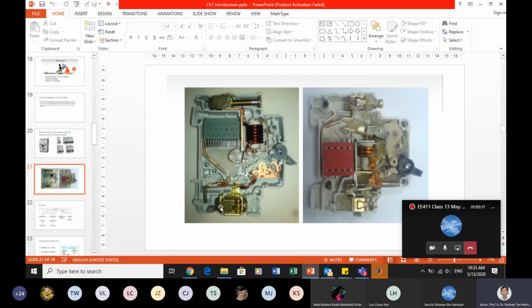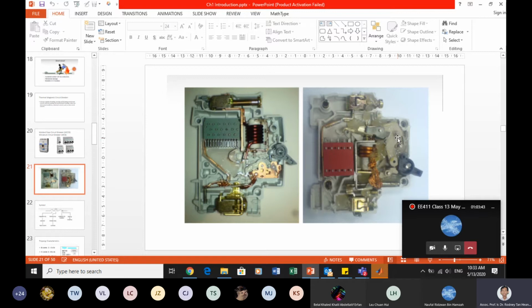Okay, this is a good version. This is a counterfeit version. There are many counterfeit circuit breakers out there in the market. First rule, get the branded one. Okay, Hager, ABB, Schneider, top brands. Okay, Max, all these are Malaysian local, good brands.